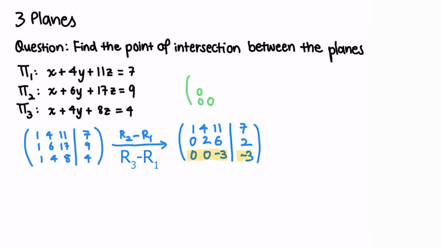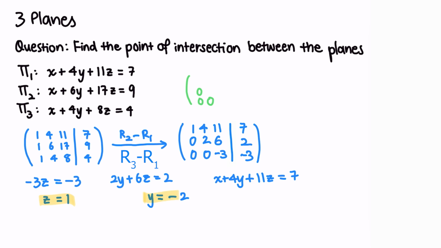So how we interpret this is negative 3z equals negative 3. And this simply gives us z equals 1. Now that we have z equals 1, we can substitute that into this equation over here, which says that 2y plus 6z equals 2. If we substitute z equals 1, we should get that y equals negative 2. Our first equation states that x plus 4y plus 11z equals 7. And if we substitute this value of z and this value of y, we should get that x equals 4.